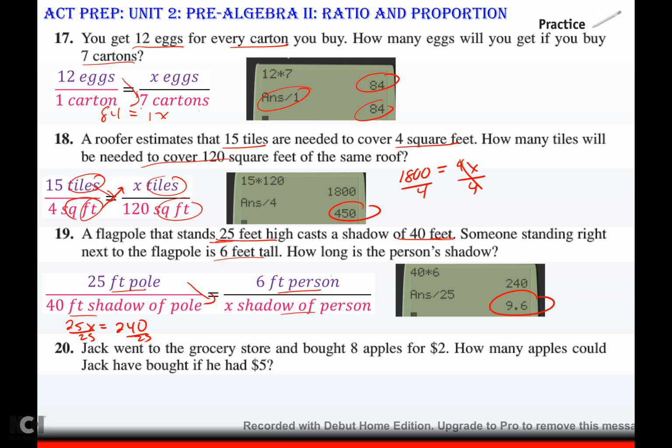Number 20. Jack went to the grocery store and bought 8 apples for $2. How many apples could Jack have bought if he had $5? Well, they're giving me a price and a quantity. So for 8 apples, the money is $2. If I had $5, so bucks goes on bottom, how many apples? So that's my question. Cross multiplying, 8 times 5 is 40, equals 2 times x, which is 2x. Divide by 2, and I get x equals 20.